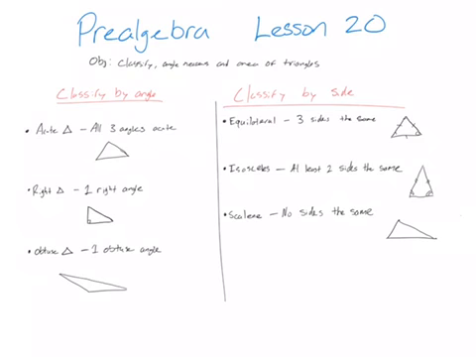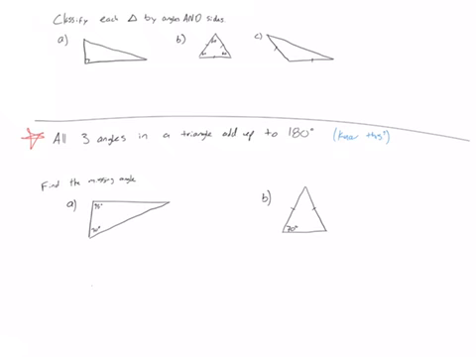So let's try that real quick. Classify each triangle by angles and sides. So let's look at this A here. First of all, I notice that one of them is a right angle and the other two are acute. So this is going to be a right triangle. That's by angle, I'd say right. And I'm looking at all three sides, and none of them look to be the same. So this would be a right scalene.